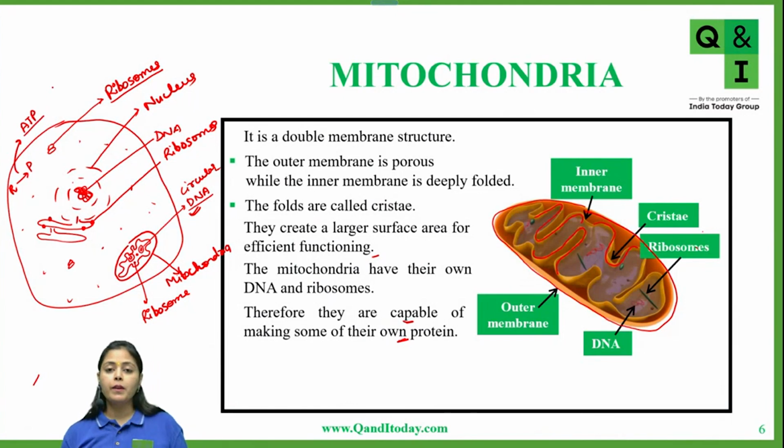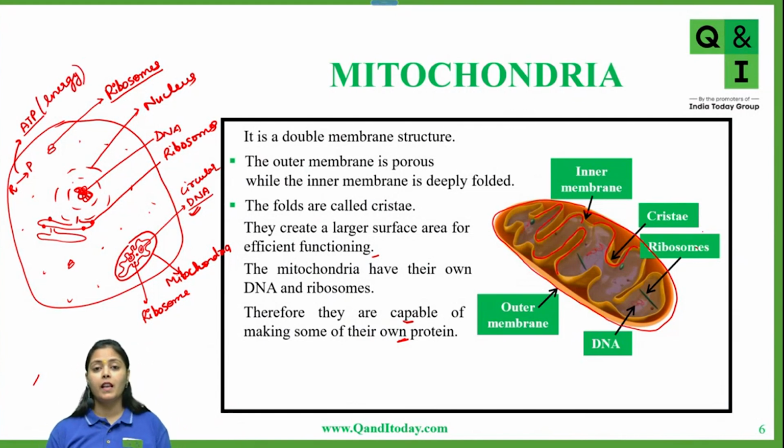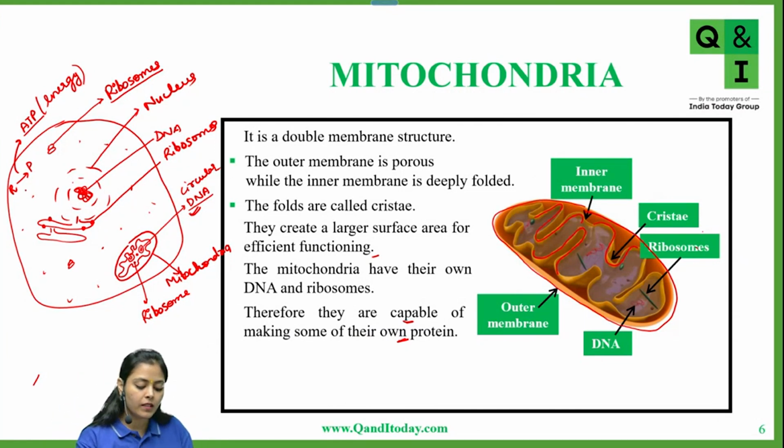So what will happen? This ATP is basically the energy currency of the cell. That means that is the currency of the cell. How will the cell make the reactions possible inside the cell? By spending ATP. Some of the reactions require ATP. So for this reaction to occur, the cell needs ATP. But from where will this ATP come? This ATP will be synthesized by mitochondria.